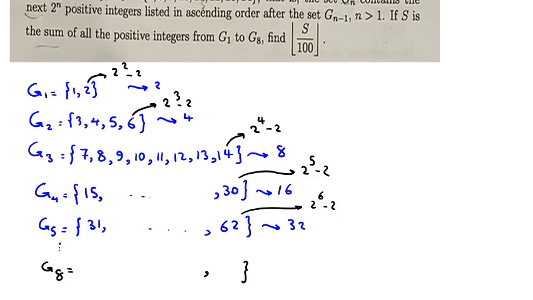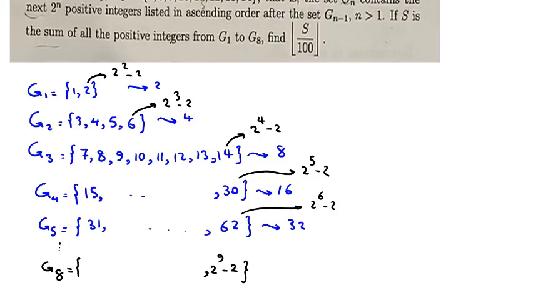So here, what is it? For 5 it is 2 to the power of 6 minus 2. So for 8, what is it? 2 to the power of 9. Look, for 5 it is the 6th power, for 4, G4, it is 2 to the power of 5. So for G8 it will be 2 to the power of 9 minus 2.